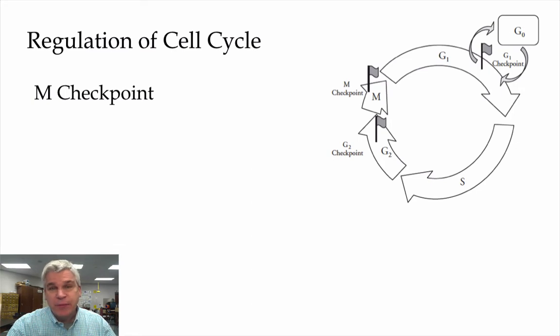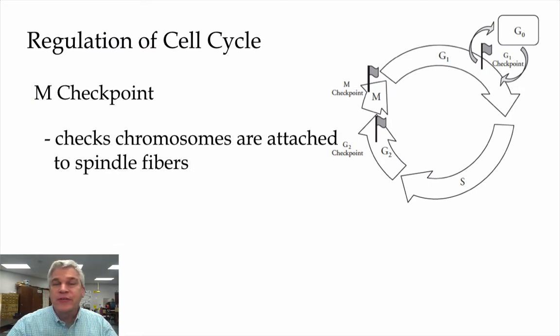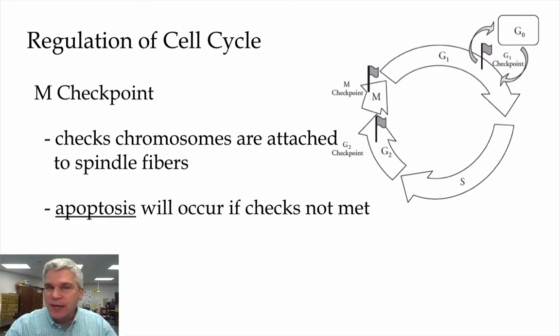Lastly, we have the M checkpoint. This is looking to make sure that the chromosomes are actually attached to the spindle fibers properly. We want to make sure that the replicated chromosomes separate so that one goes into one cell, one goes into the other cell. If not, you guessed it, apoptosis is going to take place.